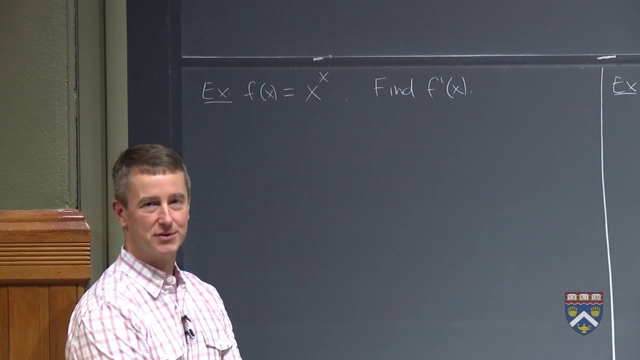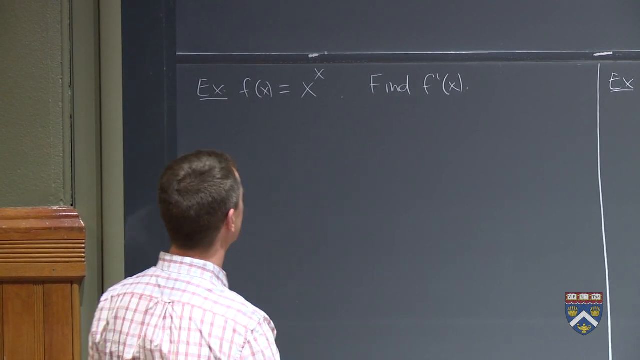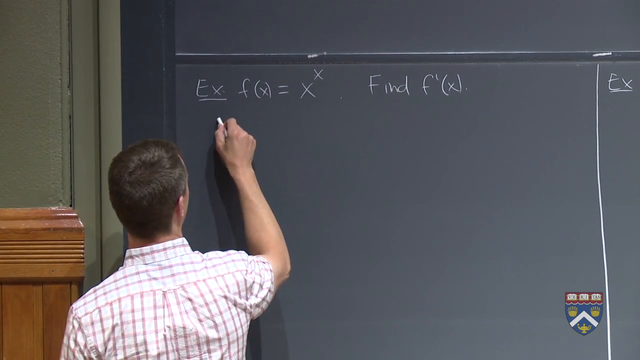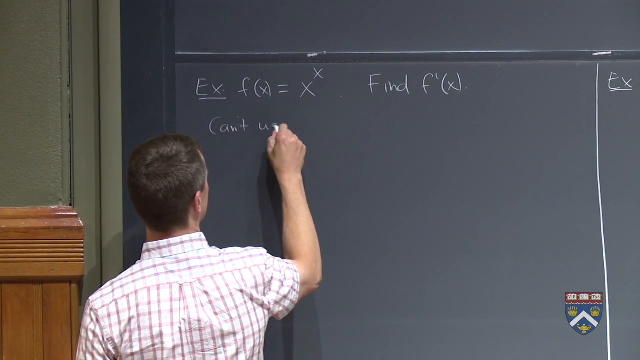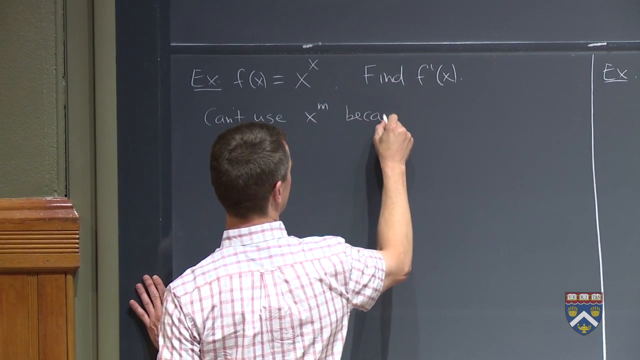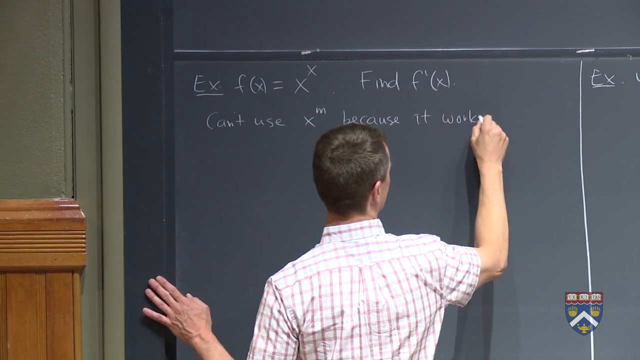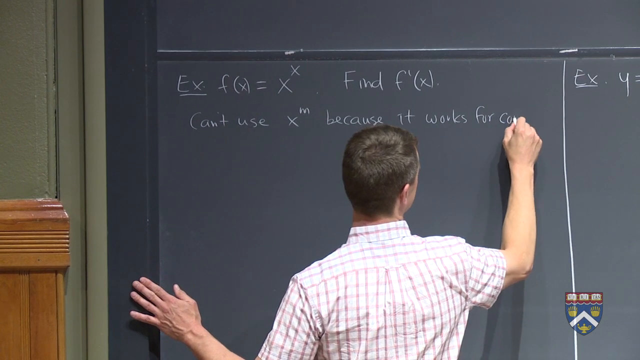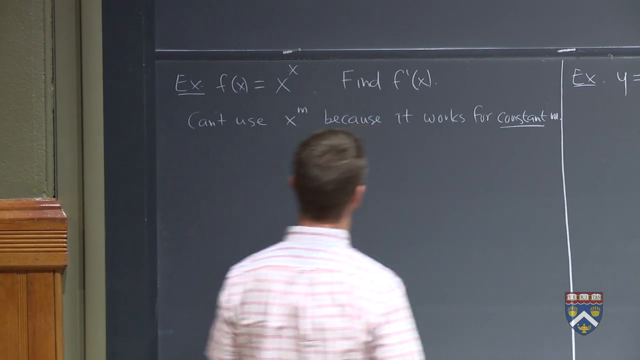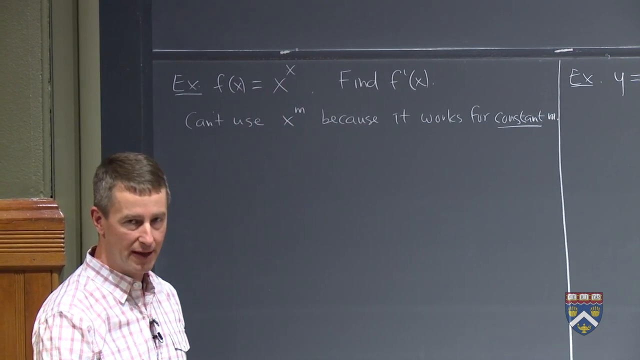Do we know a way to find its derivative yet? So you might be tempted to use the power rule. So the power rule for x to the m, why can't we use the power rule? We can't use the x to the m rule because it only works when m is a what? When m is a constant. So if we had x to the 3 or x to the 1,000, we could use that rule. But we don't have that.